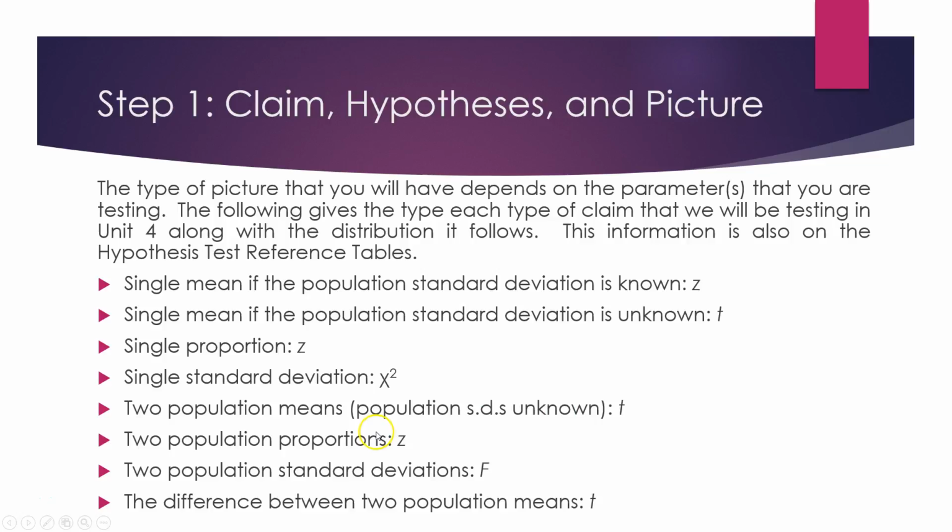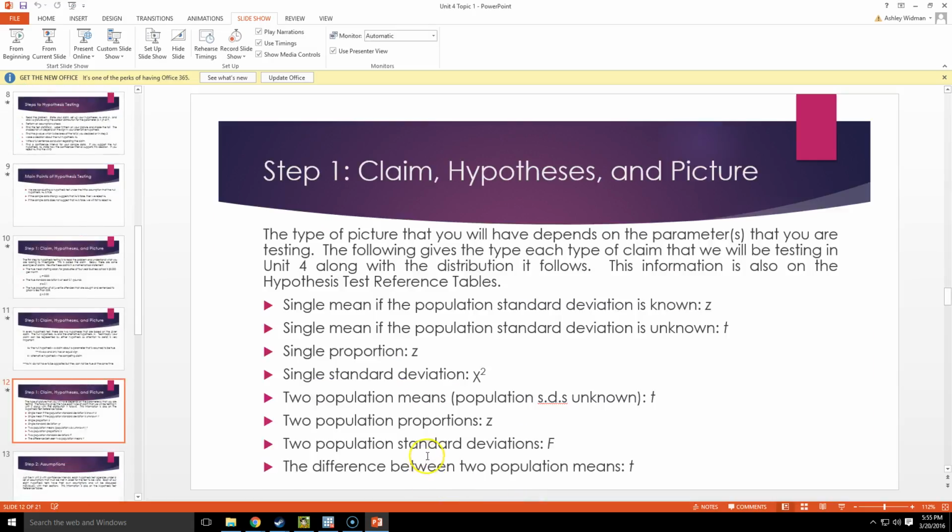Two population proportions, Z. And then we've got this guy, pops out of nowhere. Two population standard deviations follows this F distribution. It's not really that bad at all. It's very, very similar to chi-square. We will talk about it when we get there in topic 8. And then lastly, we're going to look at the difference between two population means, which is going to be the T distribution.